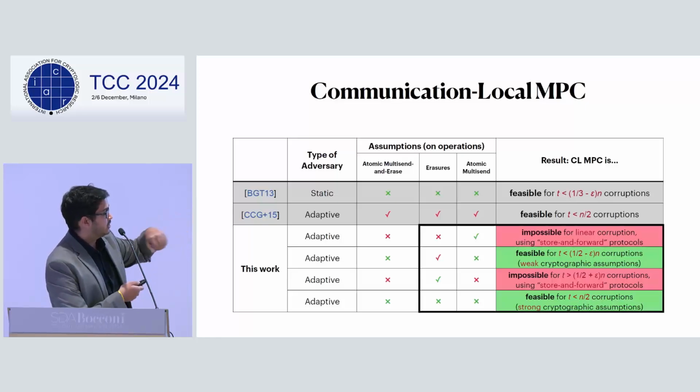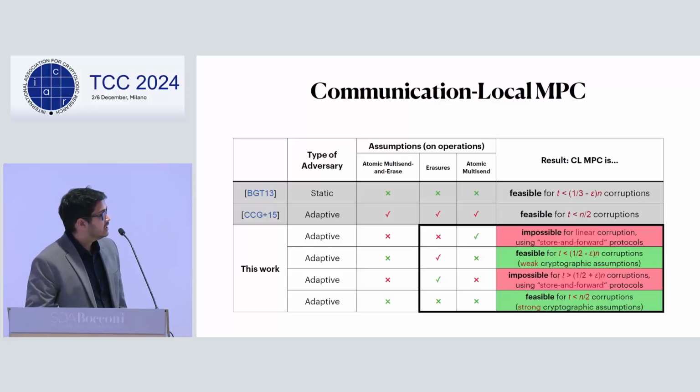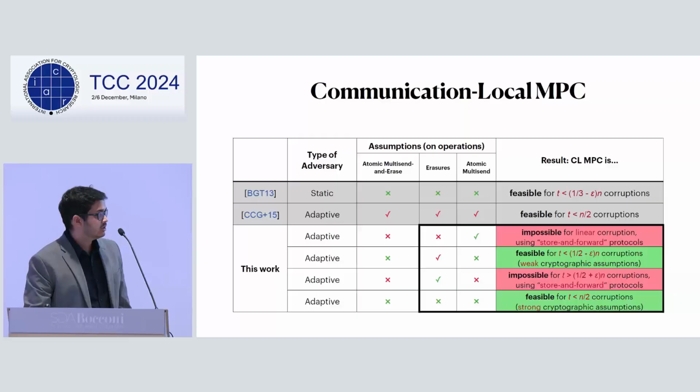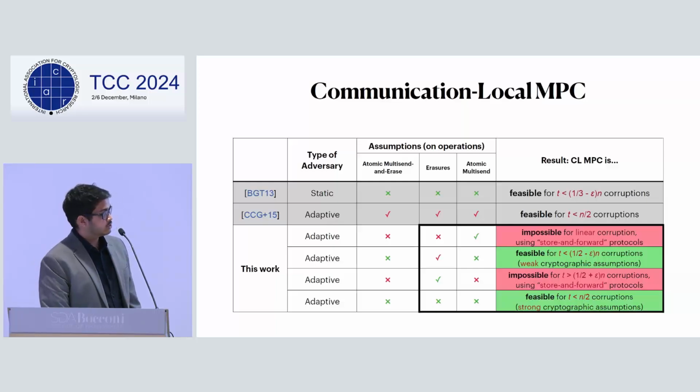So focusing on this little part of the table, our first result is that in the absence of erasures, it is impossible to have CLMPC from a broad class of protocols called store and forward protocols, for any adversary corrupting a linear number of parties. Second, assuming erasures, we show feasibility for honest majority from weak cryptographic assumptions. Third, assuming no atomic multisend, we show impossibility for a dishonest majority, again for store and forward protocols. And finally, without relying on any atomicity assumptions at all, we show feasibility for an honest majority, but from strong cryptographic assumptions. And in this talk, I'll be talking about the first impossibility and the last feasibility result.